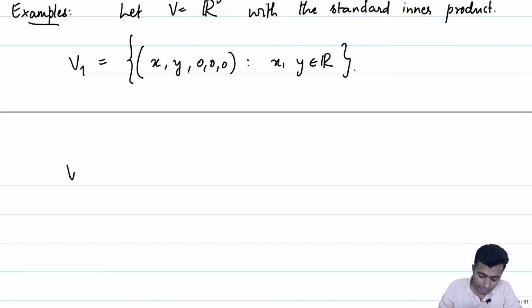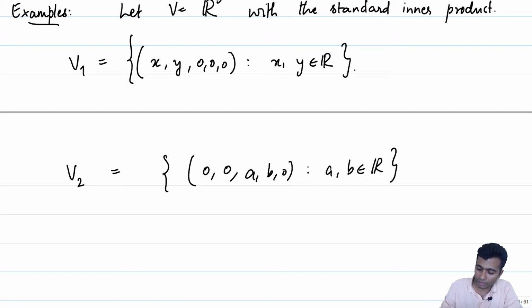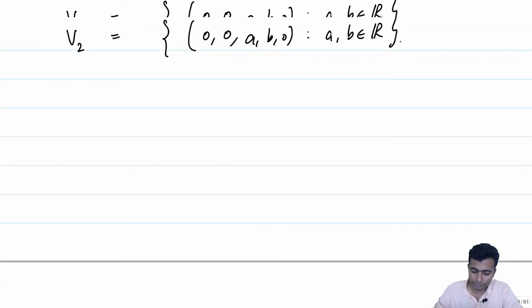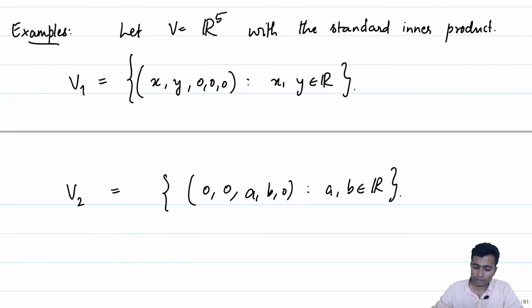Now, let us look at V2 which is generated by (0, 0, a, b, 0), where a and b are in reals. Then V2 is also a subspace. It is very easy to check that V1 is orthogonal to V2.